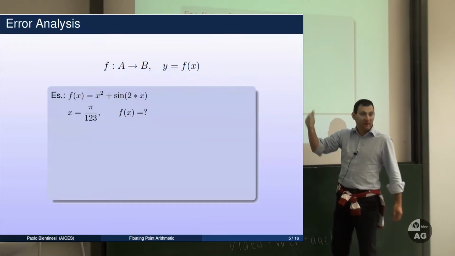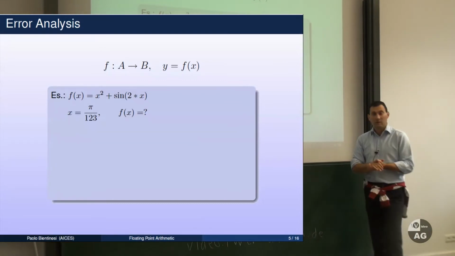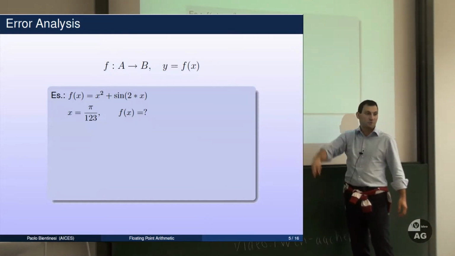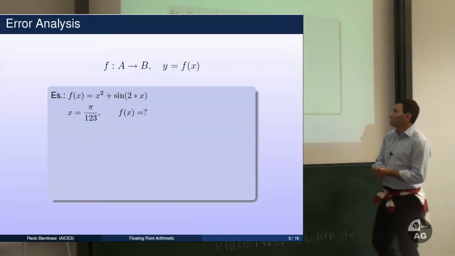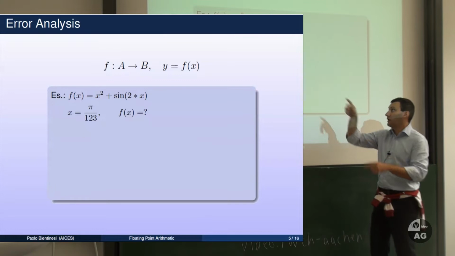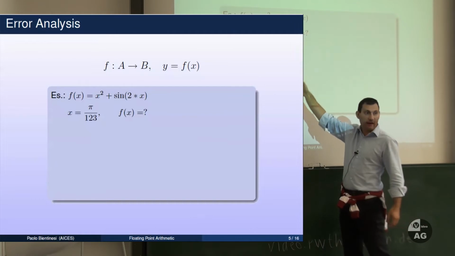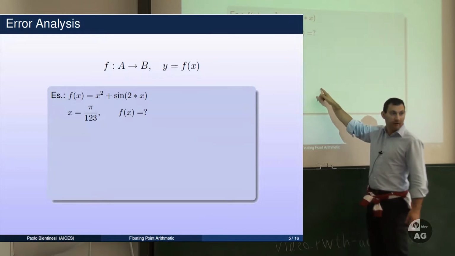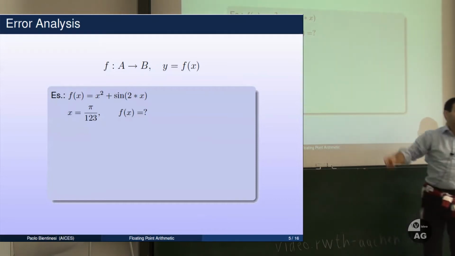Pi cannot be represented with a finite number of digits, so it will have to be approximated. We have a division, pi over 123. The division will introduce errors. Okay, that's just where I want to evaluate my function. I will not be able to evaluate my function exactly in x, because the point x, I cannot represent it exactly. So I will be able to evaluate my function somewhere near x, but not exactly in x.